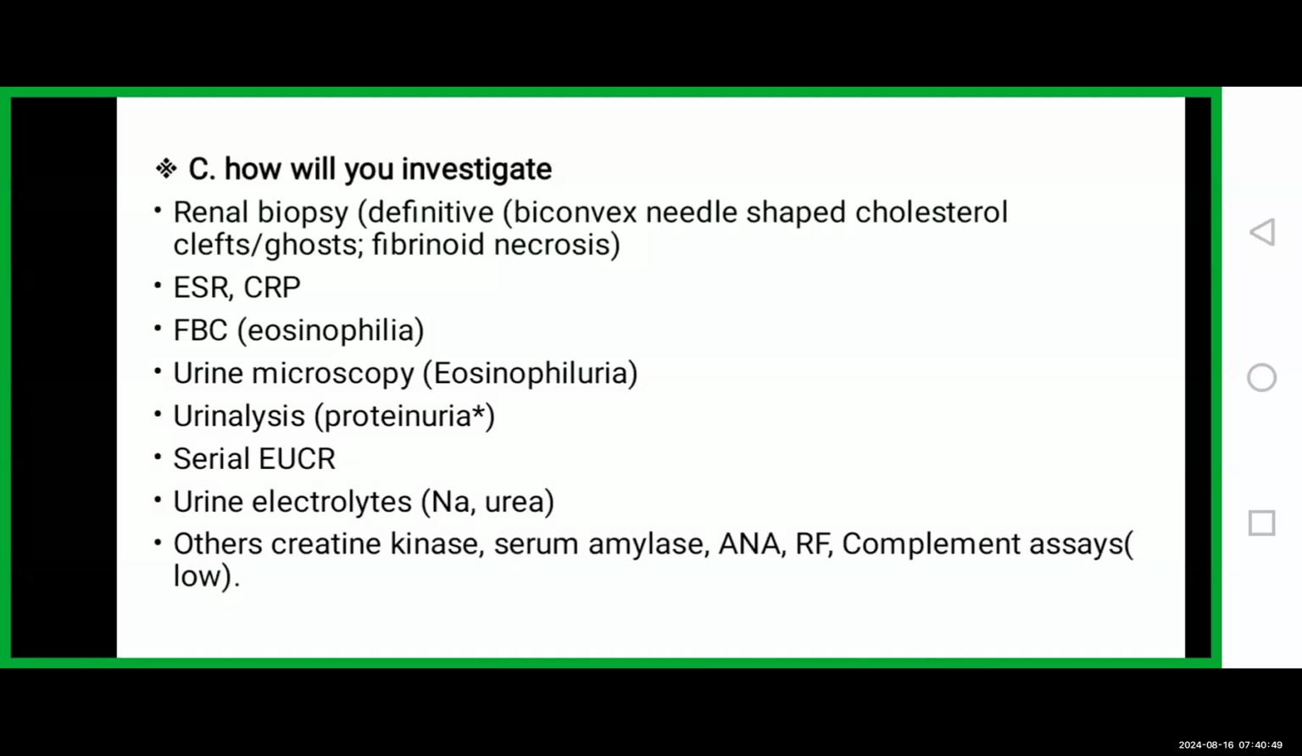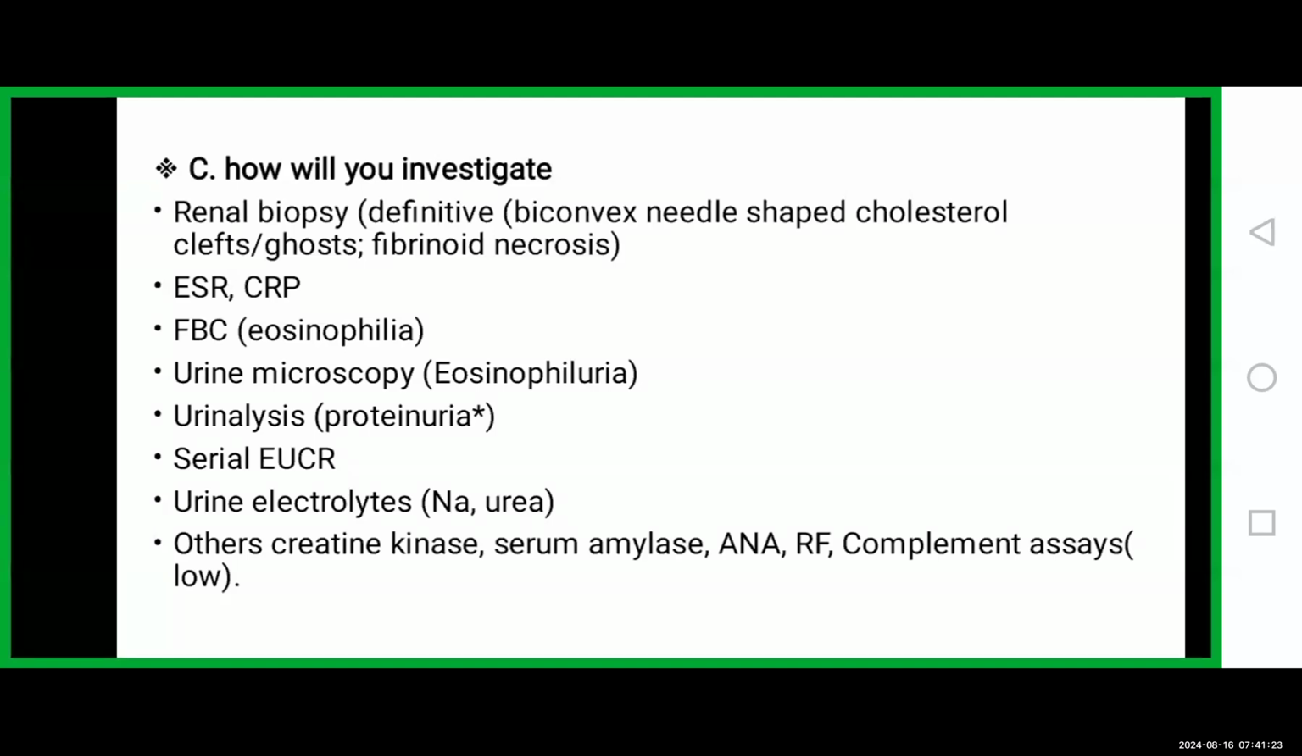Full blood count, you expect to see eosinophilia. I also want to do a urine microscopy, which will demonstrate eosinophils in the urine. Urinalysis also may or may not show proteinuria. Then I want to do urine electrolytes, which would help me differentiate the AKI the patient is having, if it's pre-renal or intrarenal. Other investigations that would demonstrate other organ affectation would also be done.